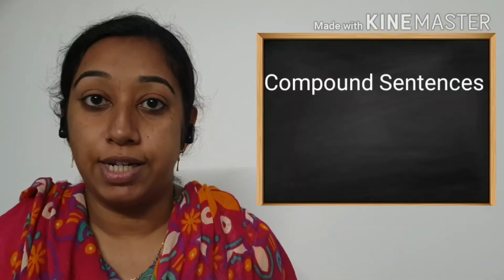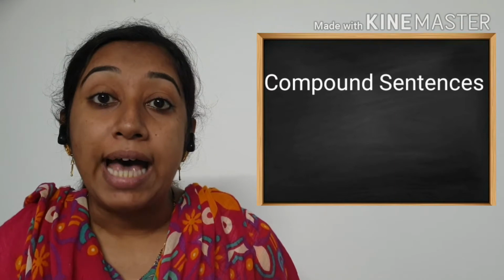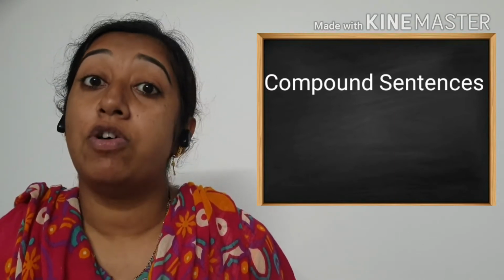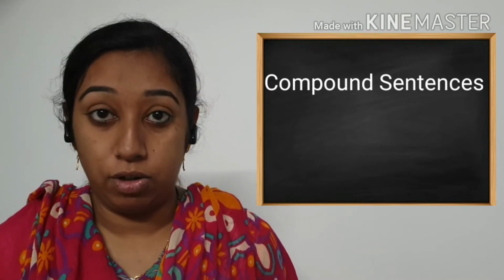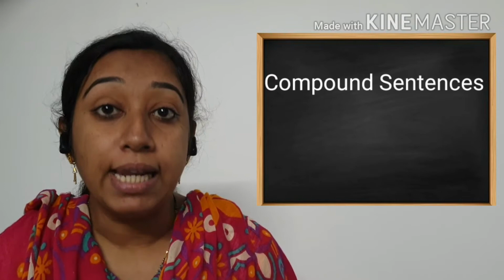Children, we have now completed learning a simple sentence. You have already understood a simple sentence is a sentence which has one finite verb and has an independent clause. Now let's start learning what do you mean by a compound sentence. A compound sentence is a sentence which has more than one main clause. Main clause is also called an independent clause. So a compound sentence has more than one main clause.